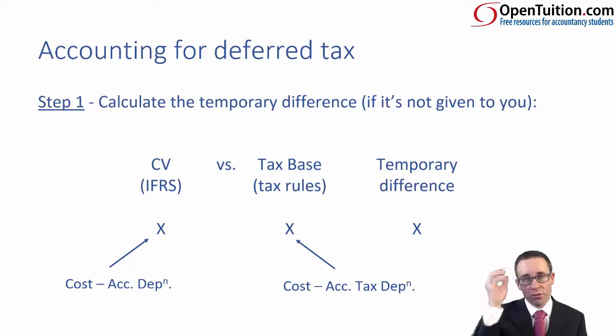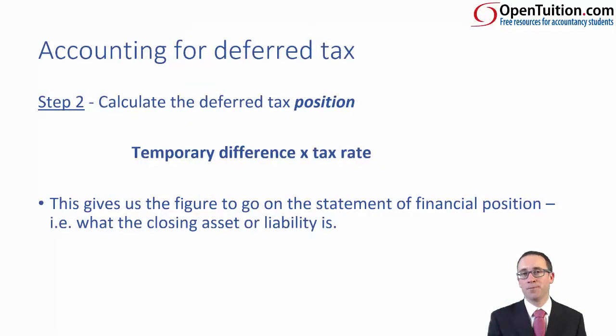And the key bit is once you've worked those out, you've got your temporary difference, which you then use in step 2. Step 2 is to calculate the deferred tax position. So that's looking at what goes on the statement of financial position. I'm not worried just yet whether it's an asset or liability. I'm just looking at the number that will appear on the SFP. To do that, you take the temporary difference from step 1 and multiply it by the tax rate.